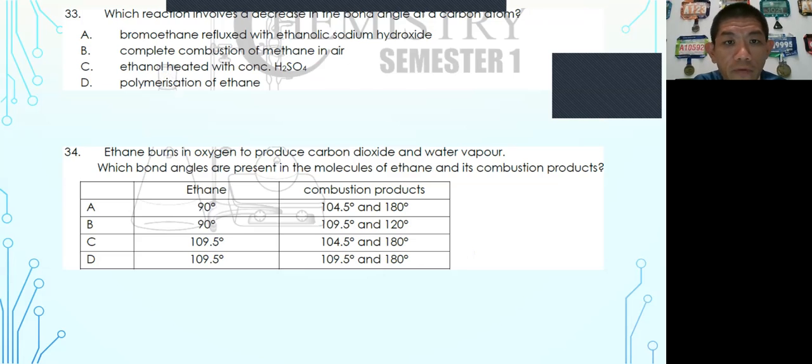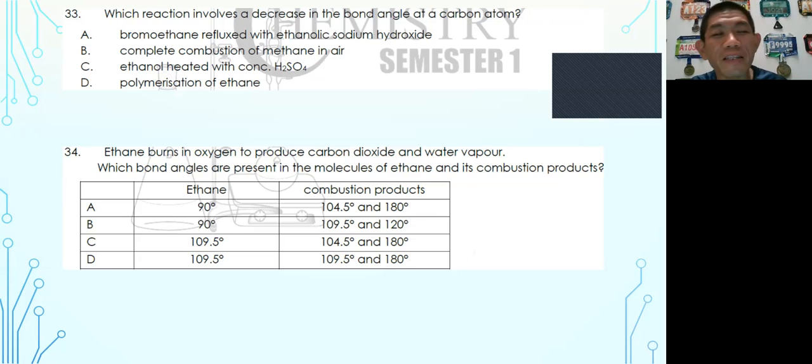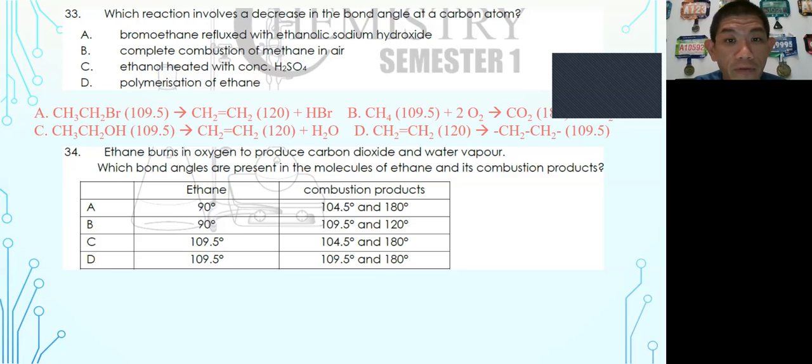Okay, which reaction involves a decrease in bond angle at the carbon atoms? This is a little bit tricky because you have to understand what are the types of reactions. So for SEM 1 students, you have a little bit of disadvantage because these are mostly organic chemistry. And SEM 3 students have the advantage in this case, okay? Okay, so bromoethane reflux with ethanolic sodium hydroxide. So this is the equation. So you have CH3CH2Br, 109.5, to become CH2, 120.